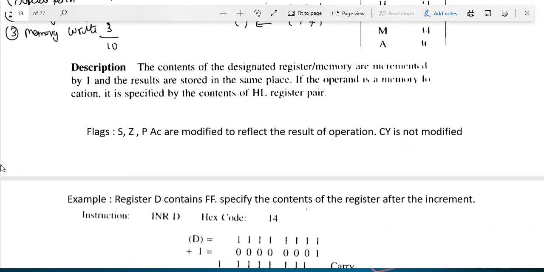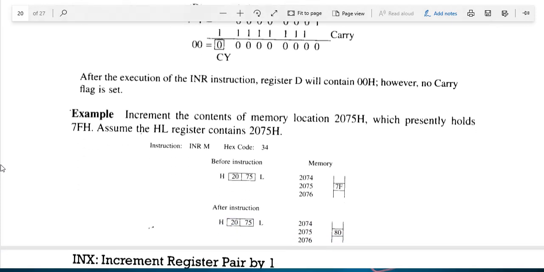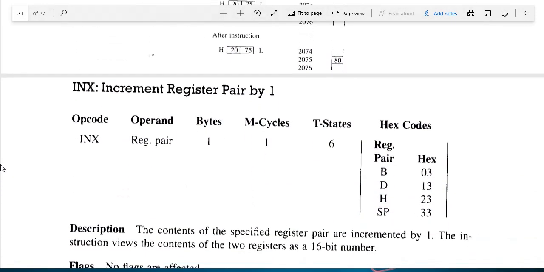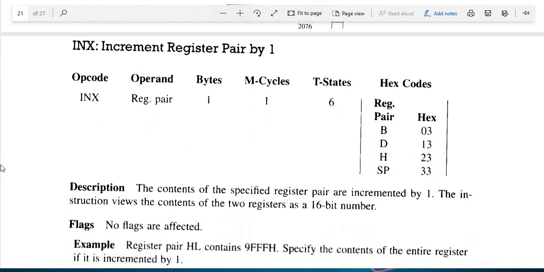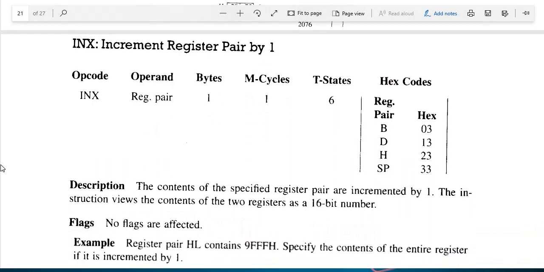Now we have an instruction by which we can do 16-bit data increment. So INX register pair. The register pair can be BC, DE, HL or SP. Okay. For example, if I write INX B, it means the content of the BC register pair will be incremented by 1 and the result will go back to the BC register pair.